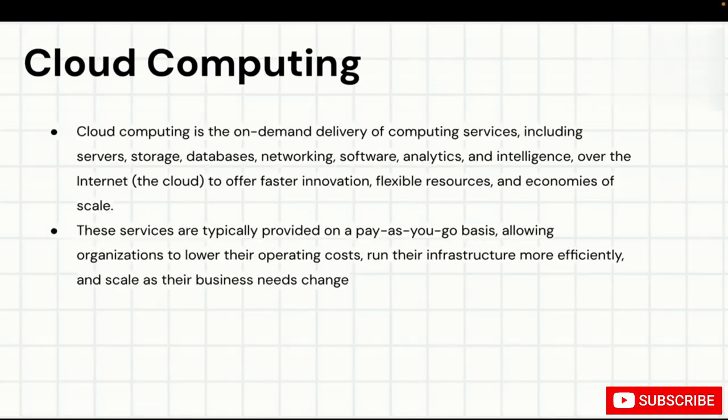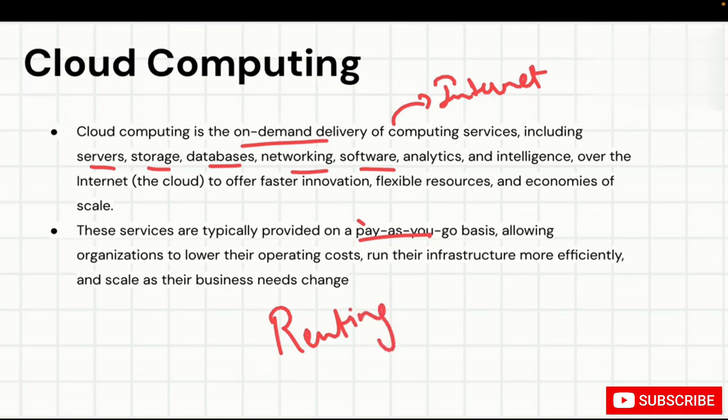In cloud computing, the basic definition is that it's an on-demand delivery of computing services, including servers, storage, databases, networking, and n number of things related to the system. All these computing services are offered over the internet, so they can be accessed over the internet rather than managing them physically. You don't have to manage everything at your end, you just pay. It's more or less like a renting system at a single click. It is provided on a pay-as-you-go basis, allowing organizations to lower their operating cost, run their infrastructure more efficiently, and scale the business as needs change. So this is the basic idea of cloud computing.